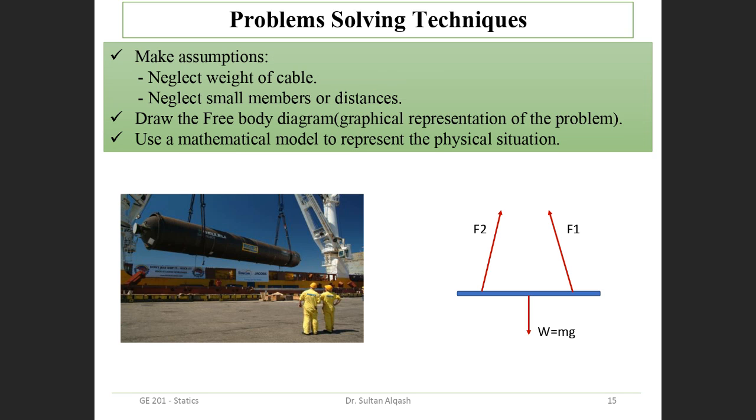Basically we make some assumptions. We assume something. For example, here we assume that the cable weight is negligible, and we also neglect the small members or distances. So we put in some assumptions to simplify the problem. If I don't have any data, I can assume it. Your assumption should be based on engineering sense. If you know that your assumption will change the problem, that is not an assumption anymore. This becomes a distraction, not an assumption.